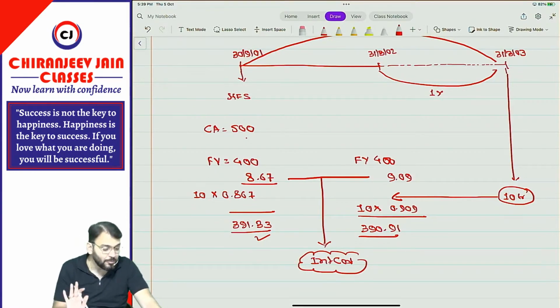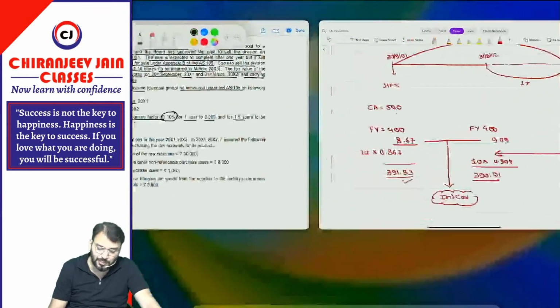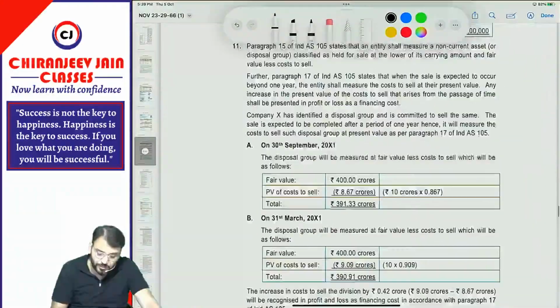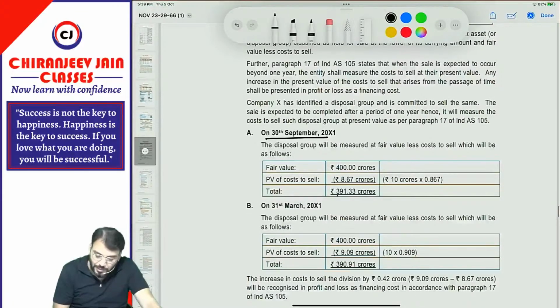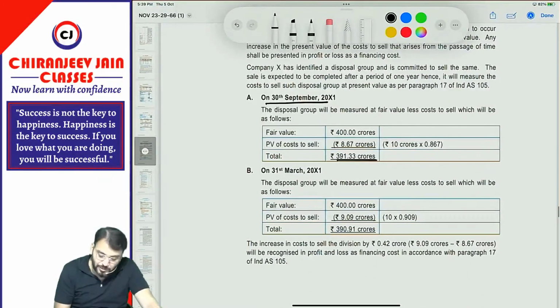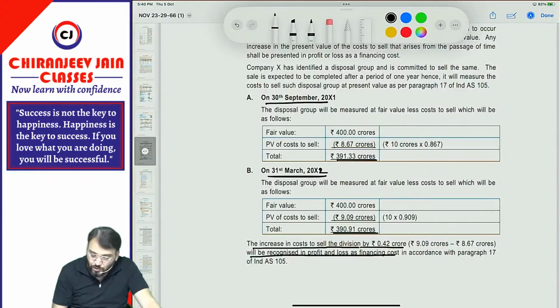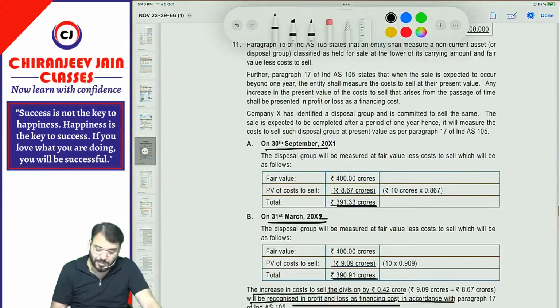Have you understood this particular point? If you read the answer, you can see as on 30th September 2001 it is 391.33, as on 31st March 2002 it is 390.91. The increase in cost to sale of the division, by 0.42 crore, will be recognized in P&L as a finance cost in accordance with Ind AS 105. This is the only point which you need to understand.